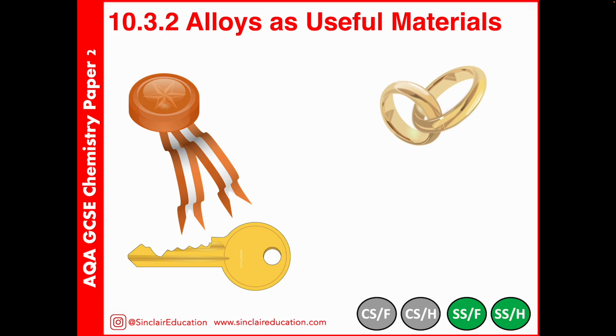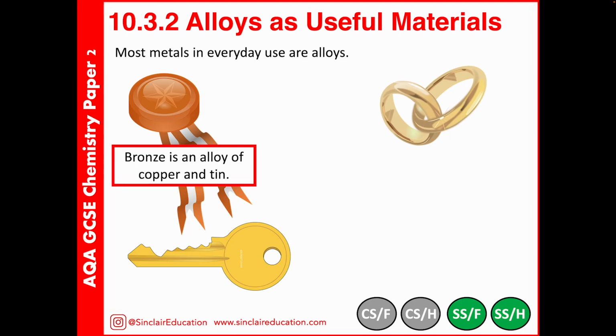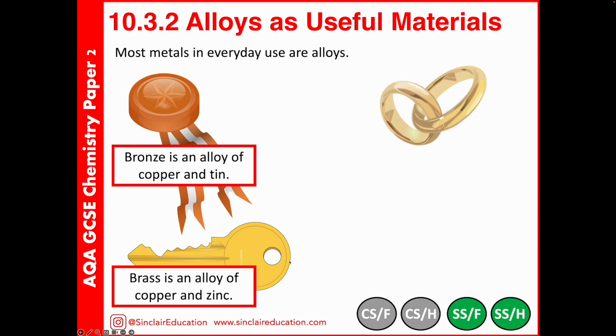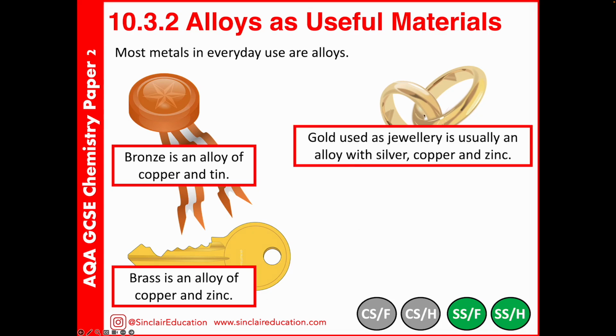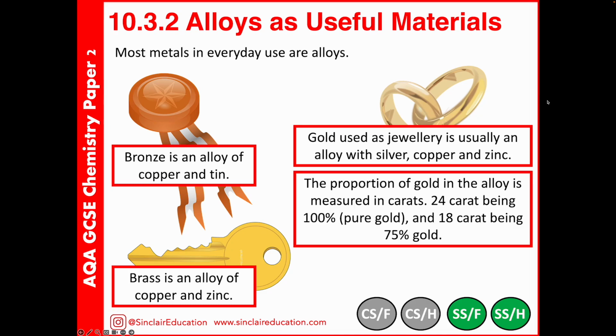Alloys are a really useful material, and these are mixtures of metals, in the correct proportions with other substances, to give the properties that we want. Bronze, for example, is an alloy of copper and tin. Brass is an alloy of copper and zinc, while golds can be alloys with silver, copper and zinc, and they'll give different appearances. When we talk about gold, pure gold is 24 karat gold, while 18 karat gold is 75%. 12 karat gold would be half and half, so 50%.